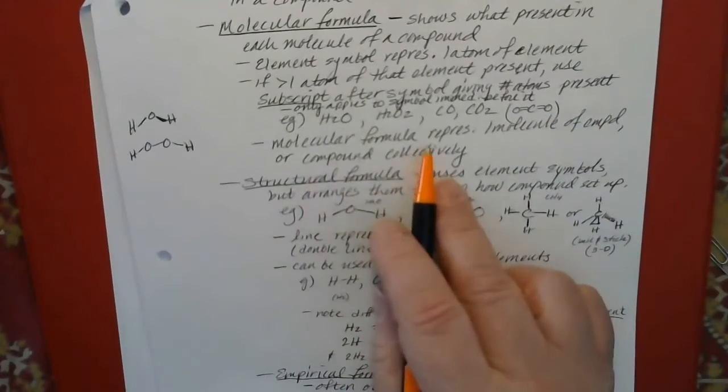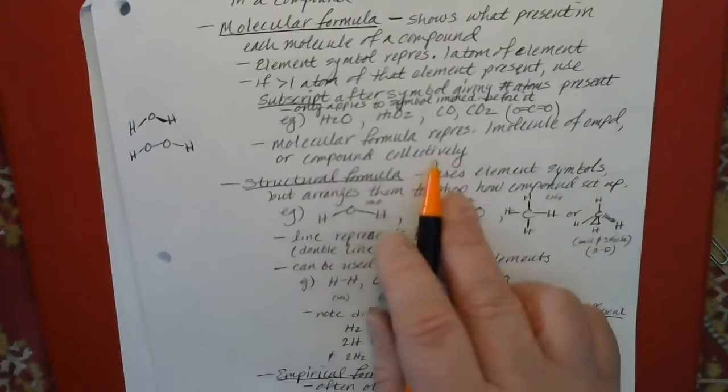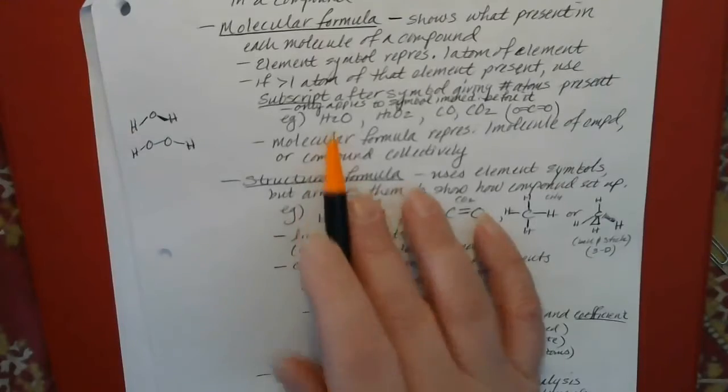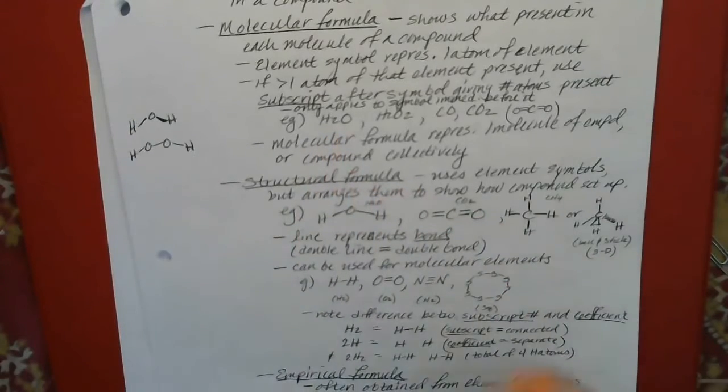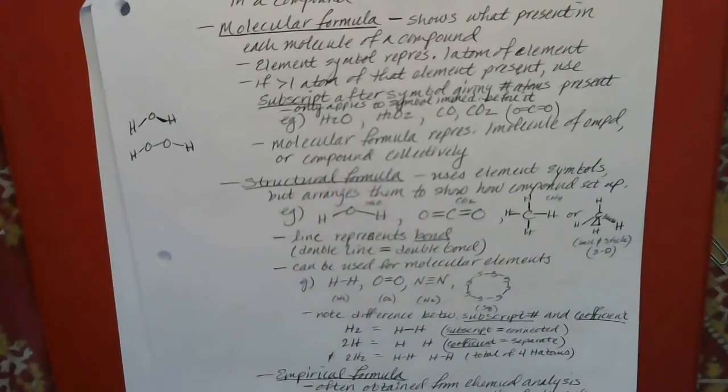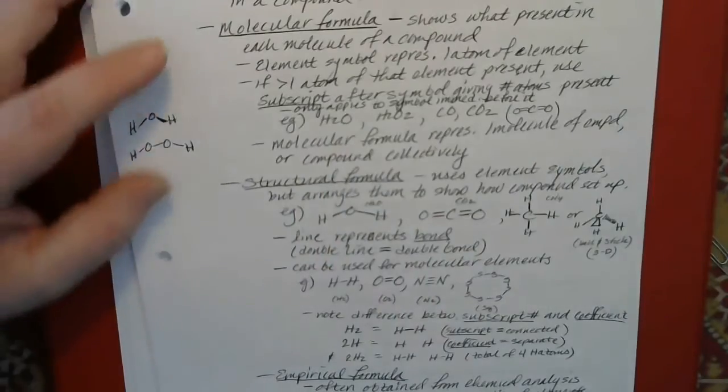Okay, so each molecular formula represents 1 molecule of the compound, or it can be used to represent the compound in general. If you're writing, say, H2O as part of a chemical reaction, then it would generally be understood to represent 1 molecule of water. But if you write H2O on a jar of water, then it would represent the compound as a whole.